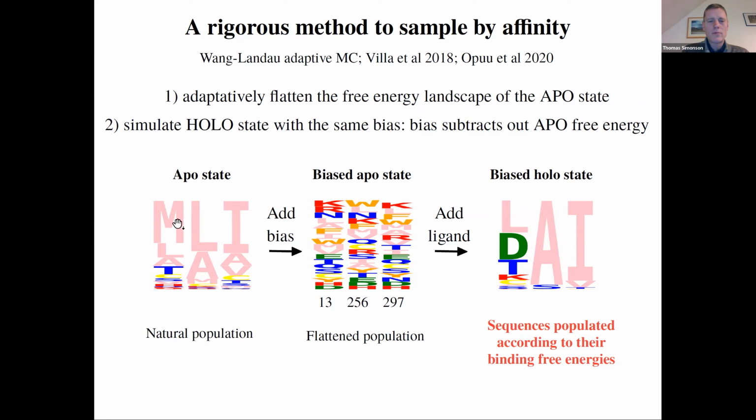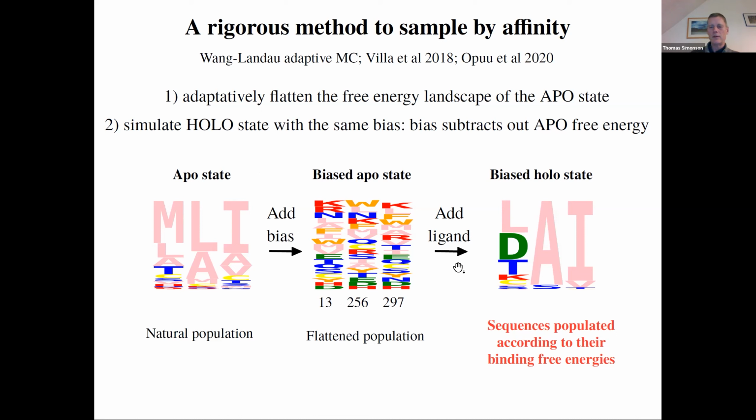This is a sequence logo for our 3 positions in the apo state without any bias. These are the natural probabilities of the different types at each of these 3 positions. Now we go through this adaptive learning procedure, and we reach a point where all the sequences have very similar probabilities. And so the logo just looks like a mix of everything.